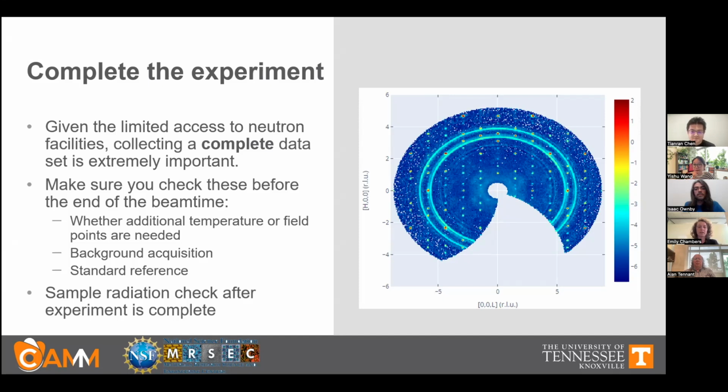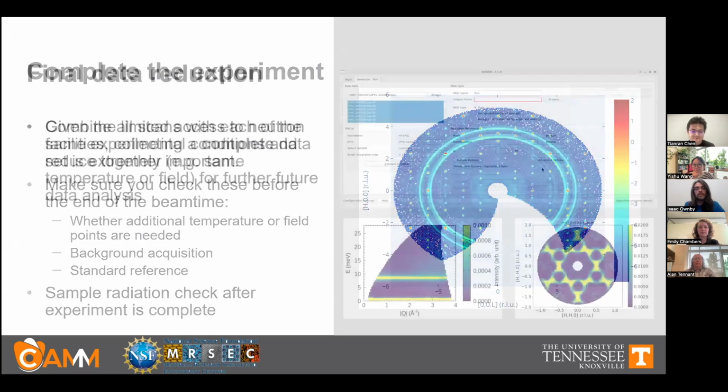And then you would want to collect a background acquisition and also a standard, such as a vanadium can, if you needed that as a reference. And then upon the completion of the experiment, you would check the sample for any radiation so that it's safe to handle after the experiment has been completed.